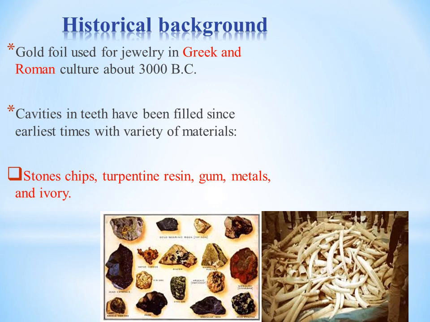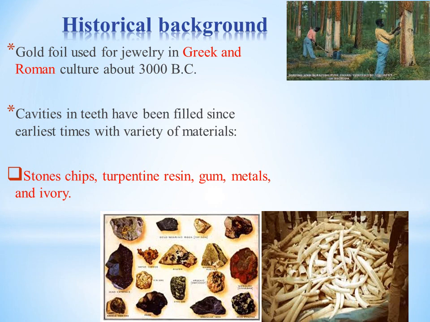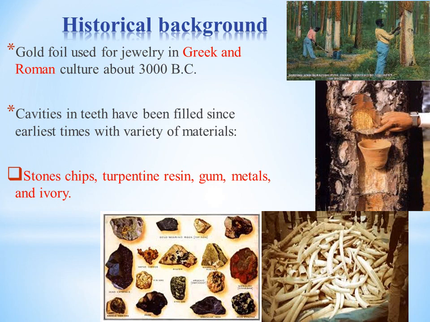If you look at the historical background of gold, it has been used for jewelry in the Greek and Roman culture about in the 3000 BC. And cavities in teeth have been filled since earliest time with variety of materials. People tried to fill the tooth with almost everything imaginable on earth, ranging from stone chips, turpentine, resins, gums, metals, ivory, you name it, and it has been tried.